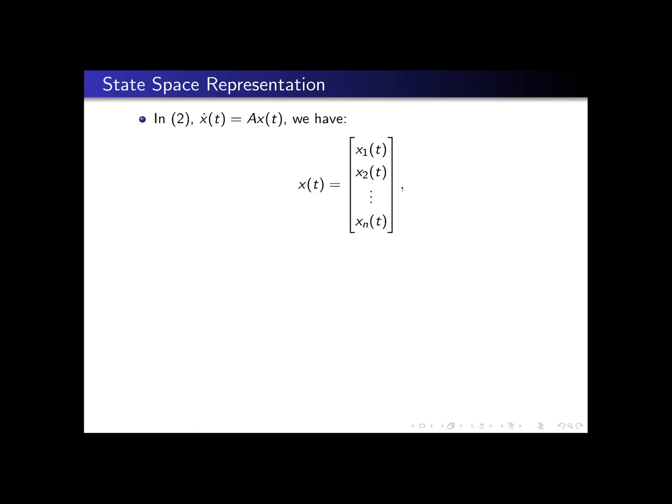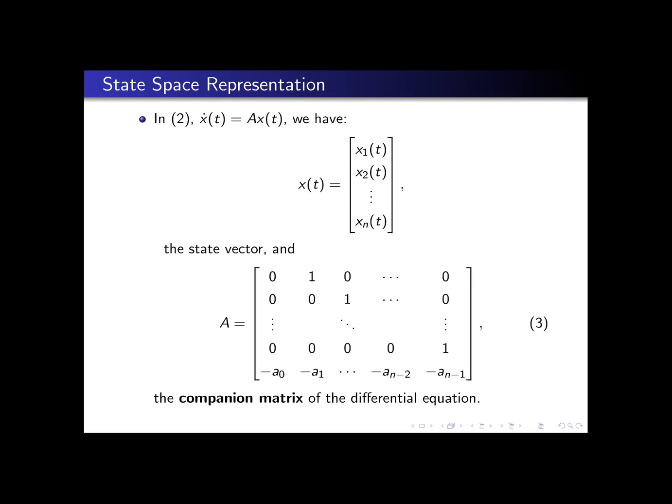Well, we define the state vector x to just be the state variables x1 through xn arranged as a column, and then we build the matrix A in this way. The first n minus 1 rows just have ones in the respective column to indicate that these are the definitions of the states in terms of each other, as derivatives of each other. And then the last row captures the coefficients of the differential equation. And this is called the companion matrix of the differential equation.